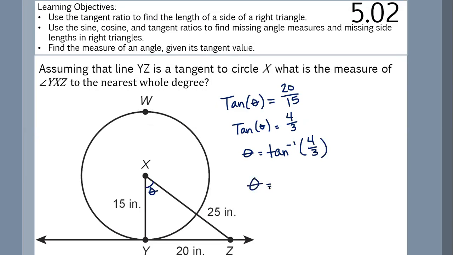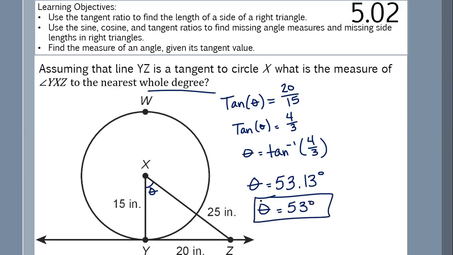Again, I can put that into my calculator absolutely as it is. So tangent -1, 4/3, close parentheses, enter. Theta is equal to 53.13 degrees. Again, it's set to the nearest whole degree, so theta is equal to 53 degrees. Again, you could call him X, it doesn't really matter.